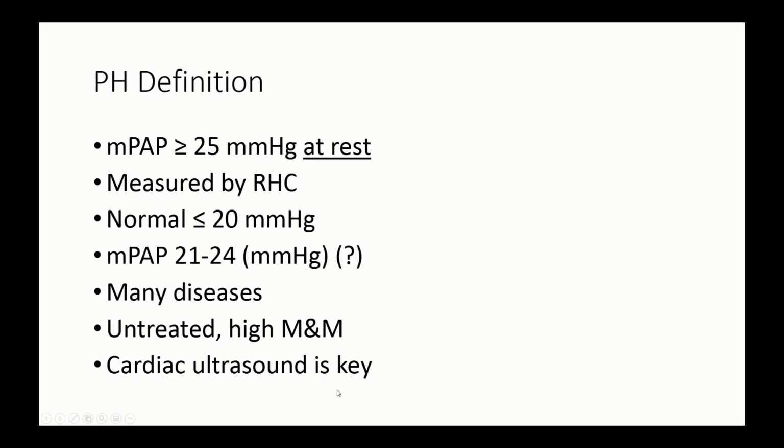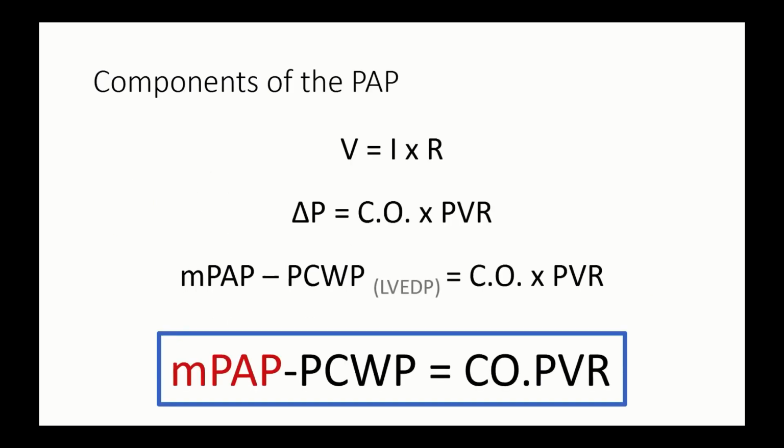And therefore, cardiac ultrasound, which is a non-invasive way to assess pulmonary artery pressure, is key, because you want to know as soon as somebody has developed pulmonary hypertension to tackle the primary disease that caused the pulmonary hypertension, because if left untreated, morbidity and mortality is very high.